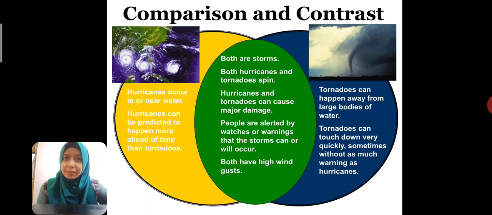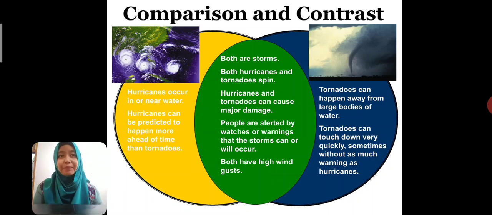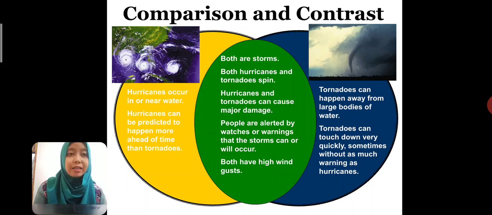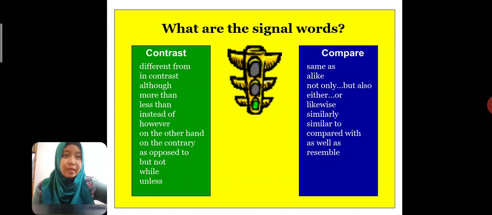And what is the similarity? Let's check the green one. Both are storms, both hurricanes and tornadoes spin. Hurricanes and tornadoes can cause major damage. People are alerted by watches or warnings that the storms can or will occur. Both have high wind gusts. Okay, let's move on to the next slide.